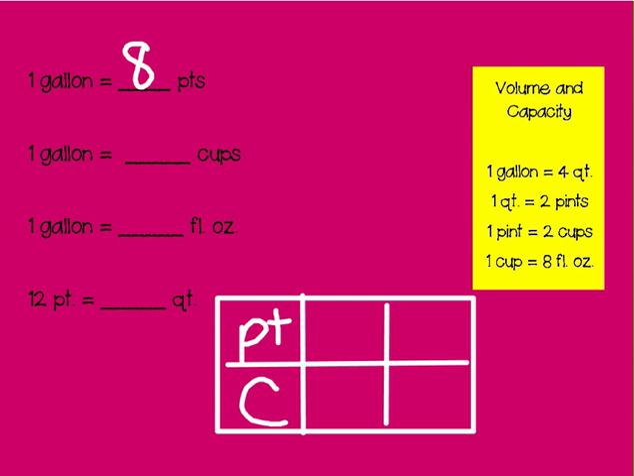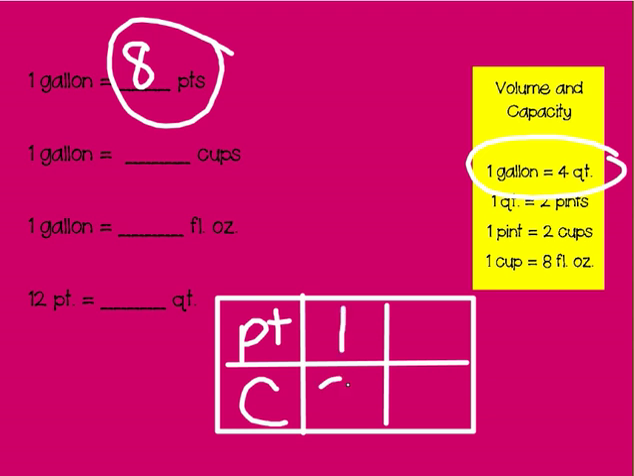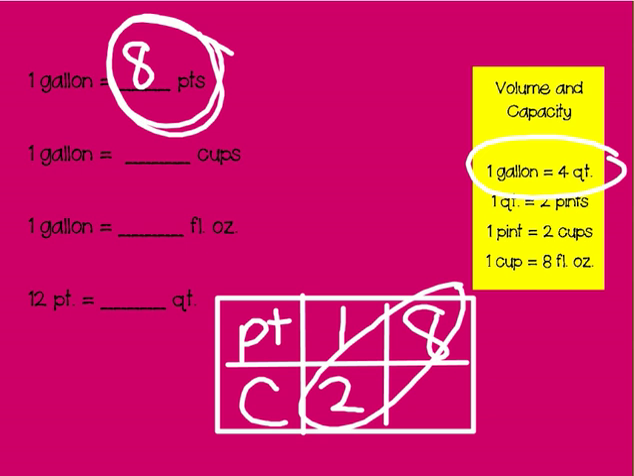Now our problem wants to know how many cups are in a gallon. Well, our conversion chart only tells us quarts, so we have to use this information, 8 pints, and we can get to cups. So 1 pint equals 2 cups. We have 8 pints in a gallon, so 8 pints, multiply the two that are diagonal, divide by the number that's left over, and we get 16.